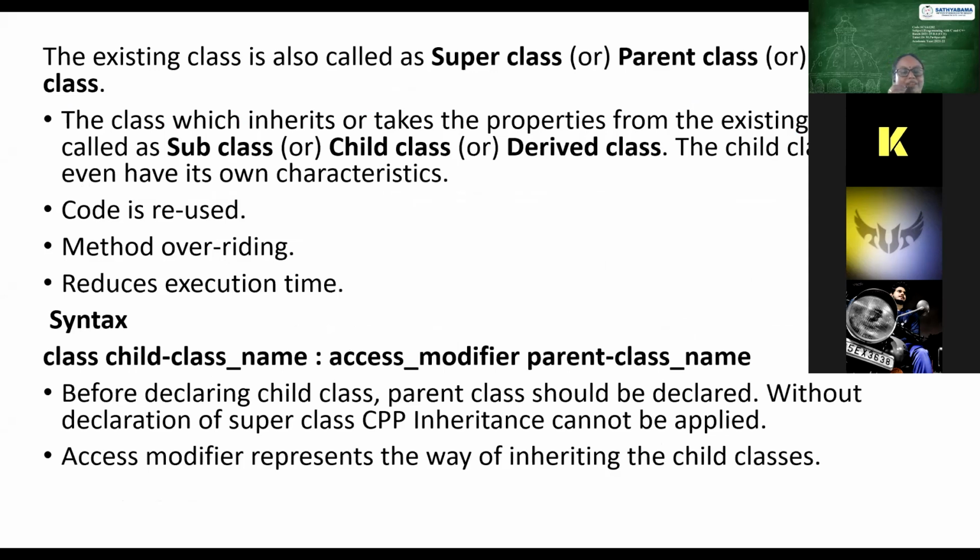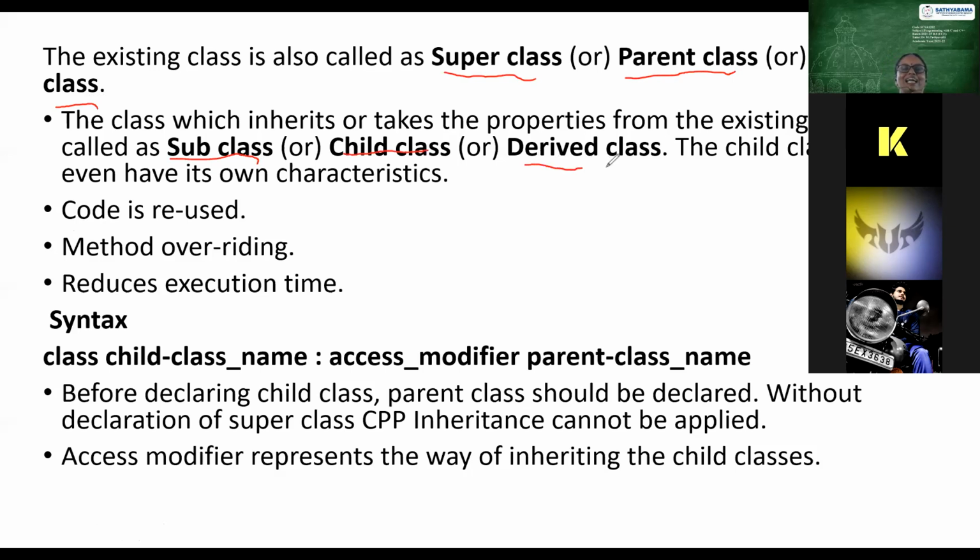Now, before entering into the types, what are the names I can give? You all know, not only base class, the names are super class, parent class, base class. All these names of the classes are called the same. This is called an existing class. The class which inherits property from the base class is called a subclass, child class, or derived class.